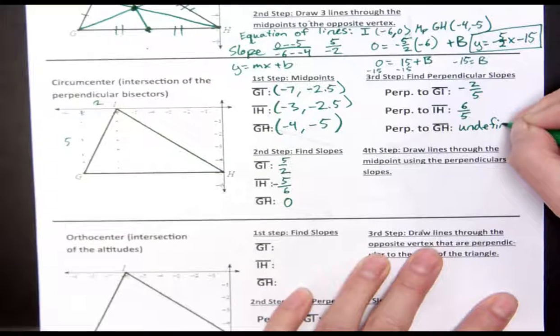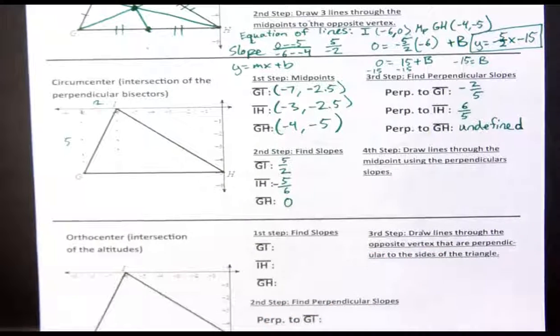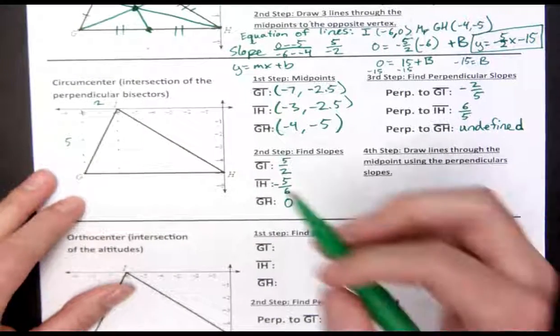You might want to make a star there. That was another place where some people lost points on their project last year, just giving the wrong answer. I mean, it's not a huge number of points, but still, you want every point you can get. Okay, and then we're going to draw the lines through the midpoint using perpendicular slopes.